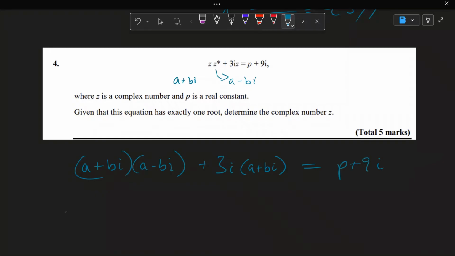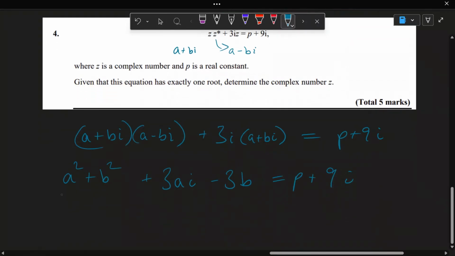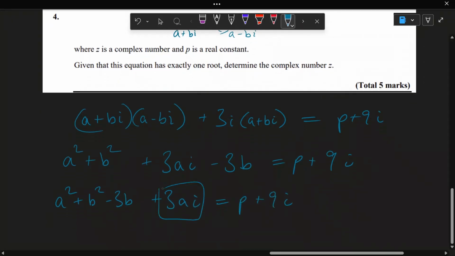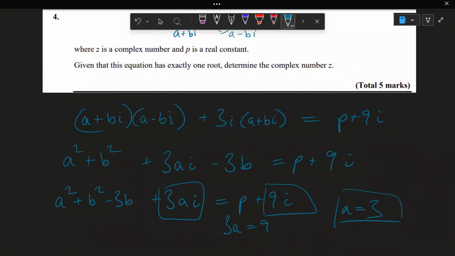So this is just the sum of two squares. You can say a squared plus b squared plus 3ai minus 3b, because i times i is minus 1, so 3b becomes minus 3b. That equals p plus 9i. So let's just collect the real and imaginary terms. a squared plus b squared minus 3b plus 3ai equals p plus 9i. So we can say for certain that 3a equals 9, a is equal to 3. And that's fine, we've cleared that up.